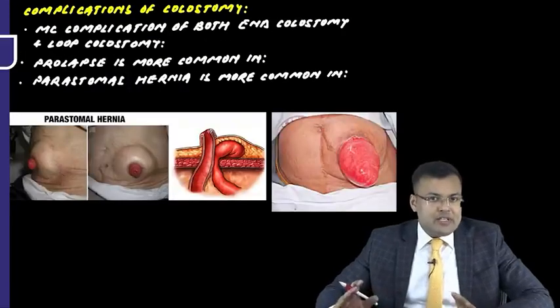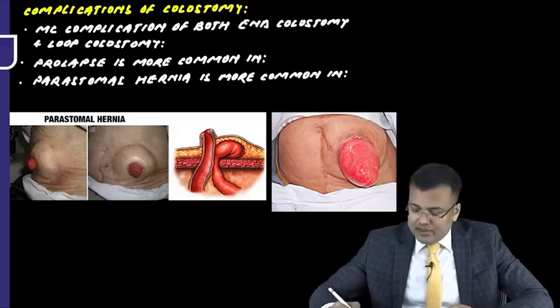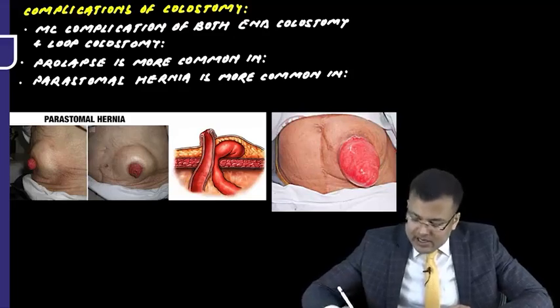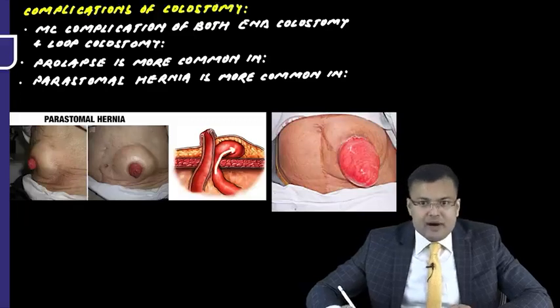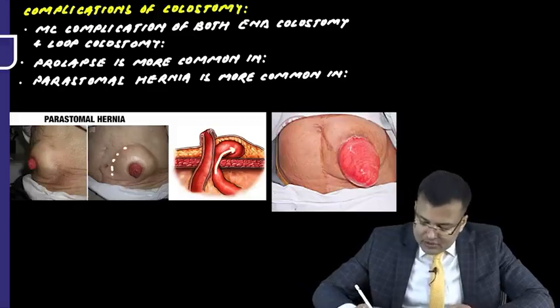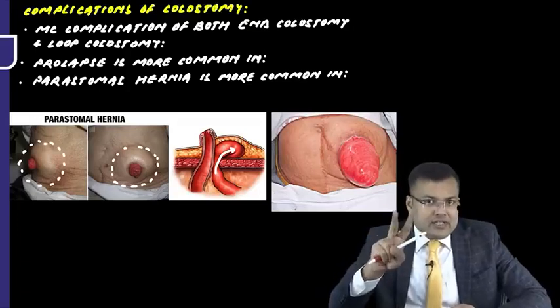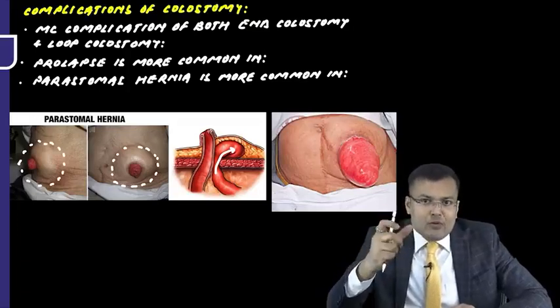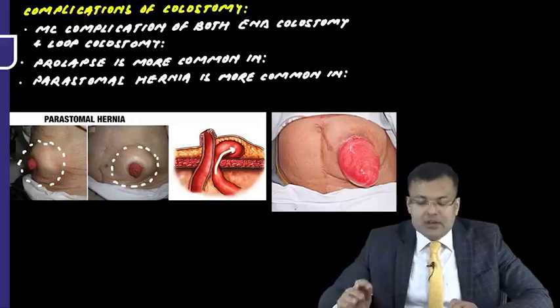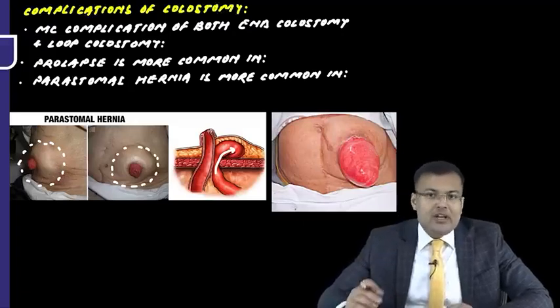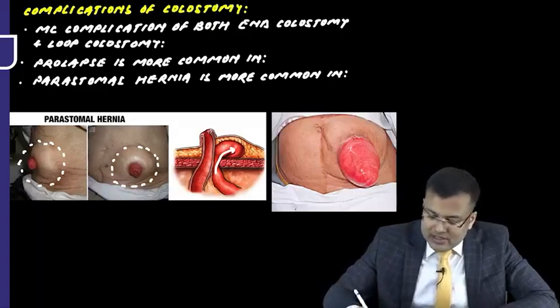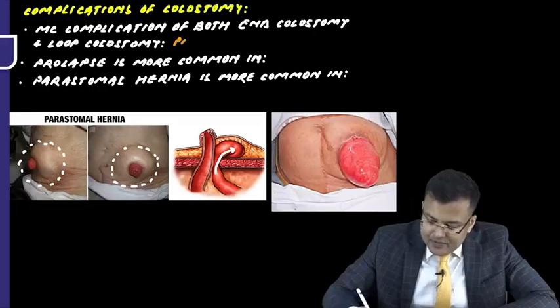Now see these images. What is parastomal hernia and what is prolapse? Here you can see herniation by the side of the stoma. You can see there is herniation of bowel by the side of the stoma. So this is known as what? Parastomal hernia. And obviously parastomal hernia will be seen in patients where extensive dissection has been performed around the opening in the abdominal wall. So the most common complication of both end colostomy as well as loop colostomy is parastomal hernia.